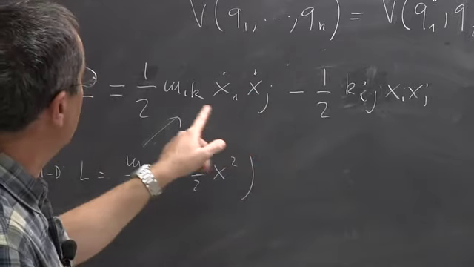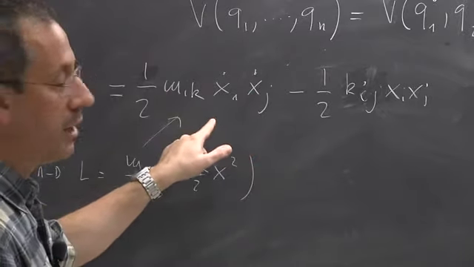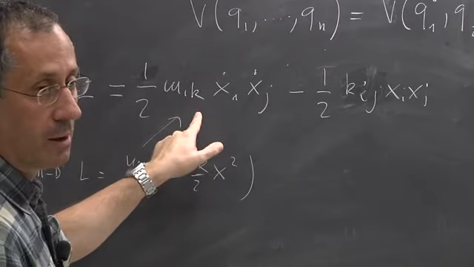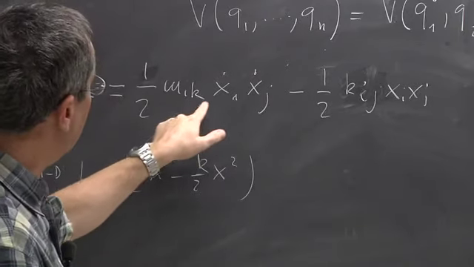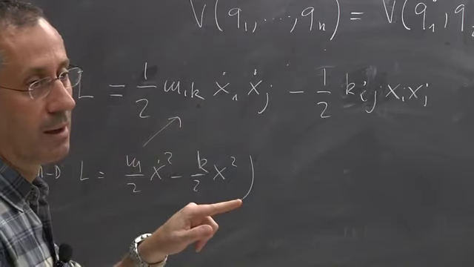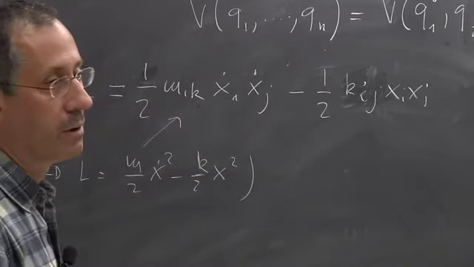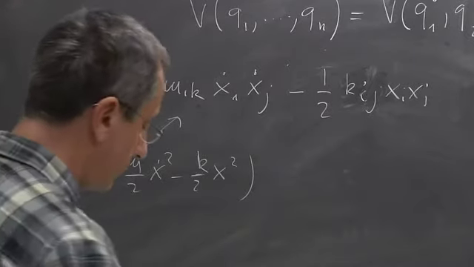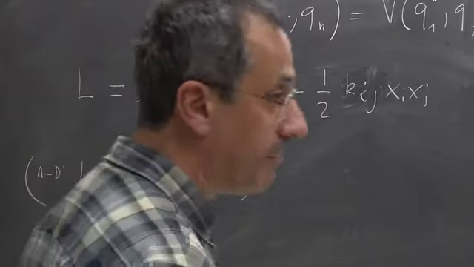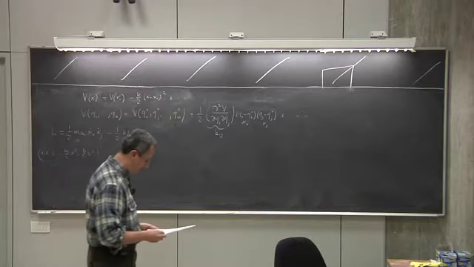And because of the definition, these are matrices, okay, and they are symmetric. That means that Mik is equal to Mki. And Kij, again, is symmetric too. So they are symmetric matrices, okay?